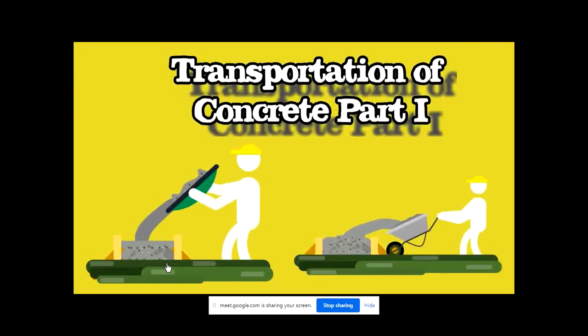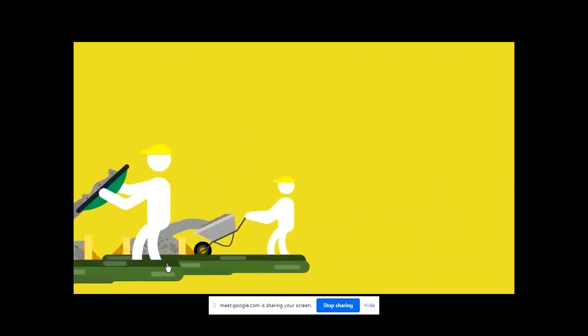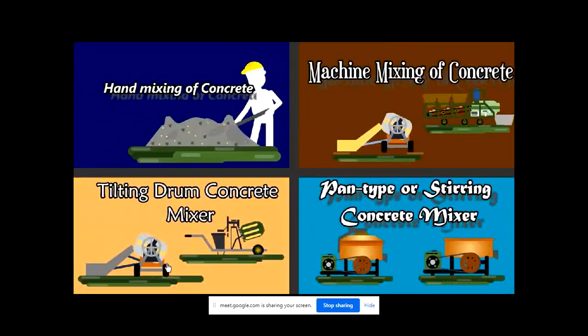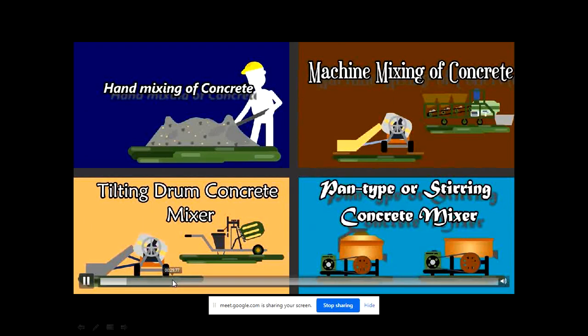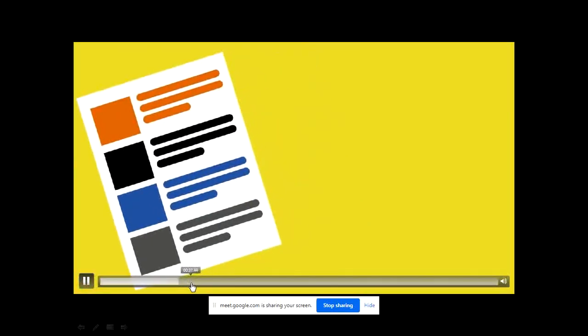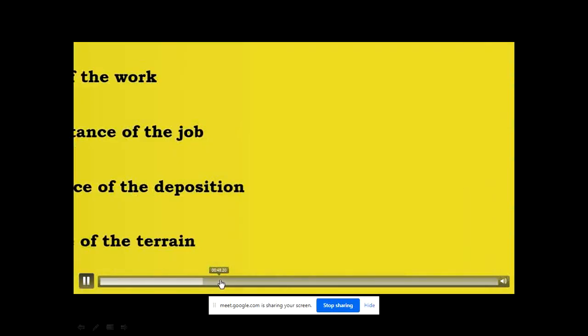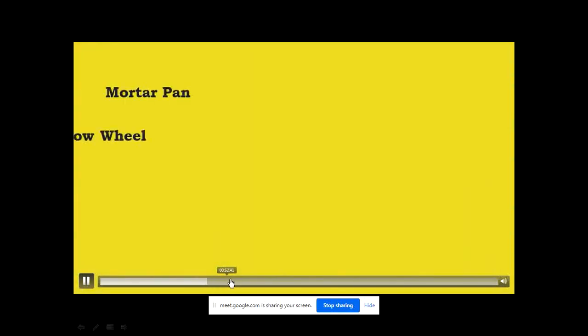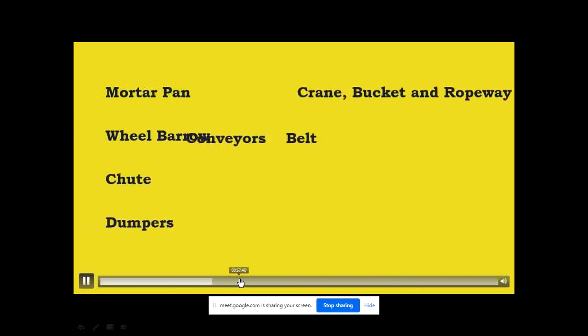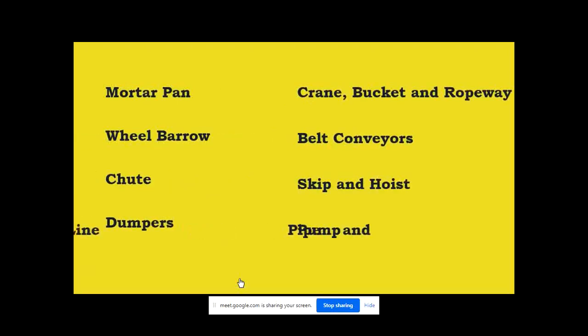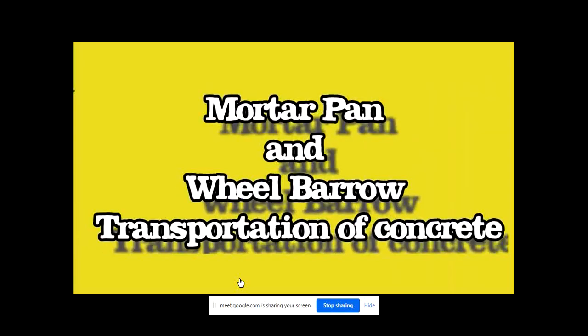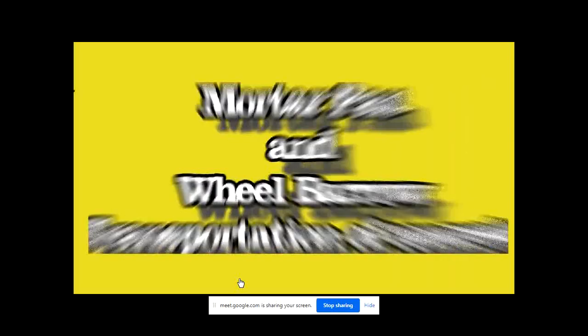Transportation of concrete, part 1. In our previous videos, we have seen different methods of mixing concrete depending upon the size of the work and the terrain. Some common methods of transporting concrete are as shown on the screen. In this video, we are going to see mortar pan and wheelbarrow transportation of concrete.